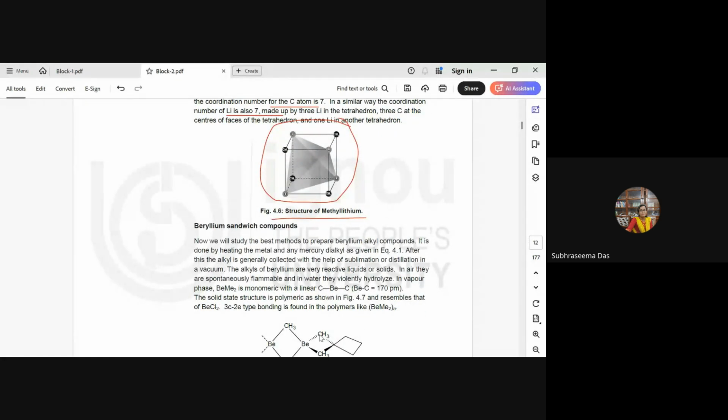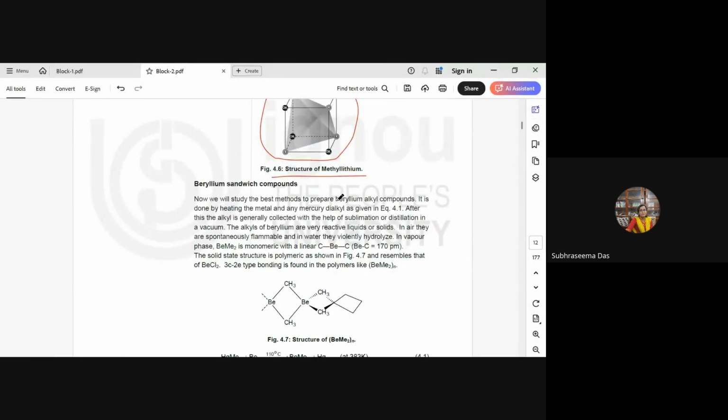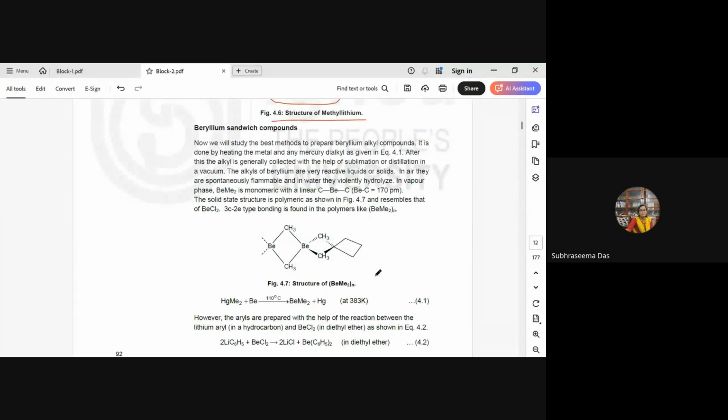Then coming to beryllium sandwich compounds. Here we will study the best method. It is done by heating the metal and adding a mercury dialkyl. It is shown in equation 4.1, that is HgMe2. Directly adding beryllium at 110 degrees centigrade, it forms BeMe2 plus mercury. After this, the alkyl is generally collected with the help of sublimation.